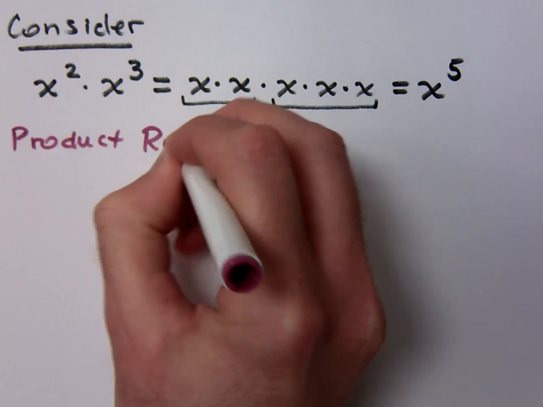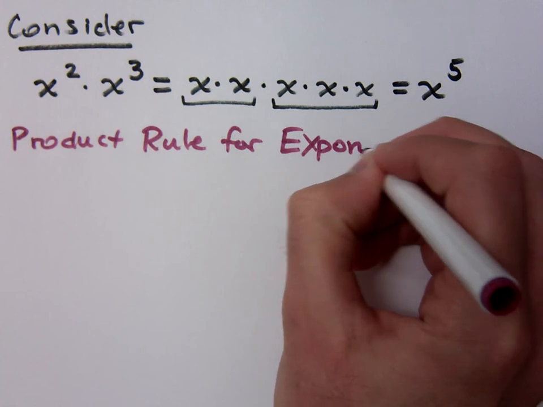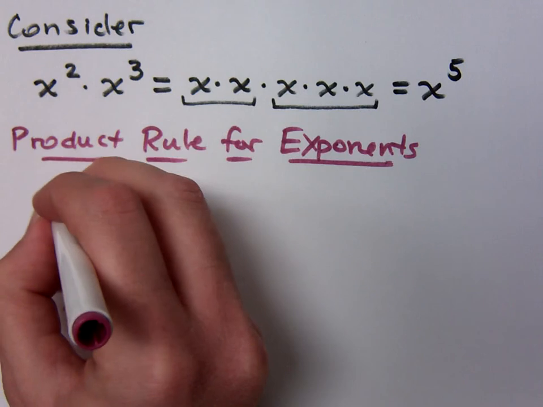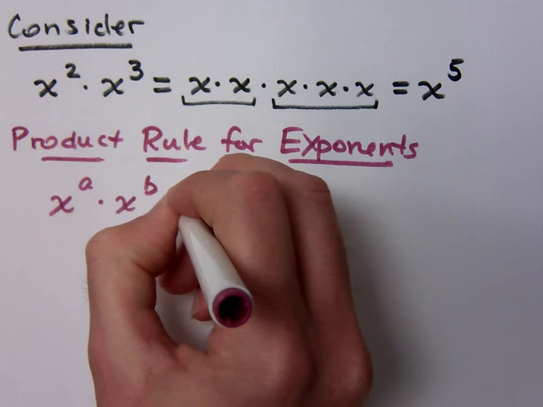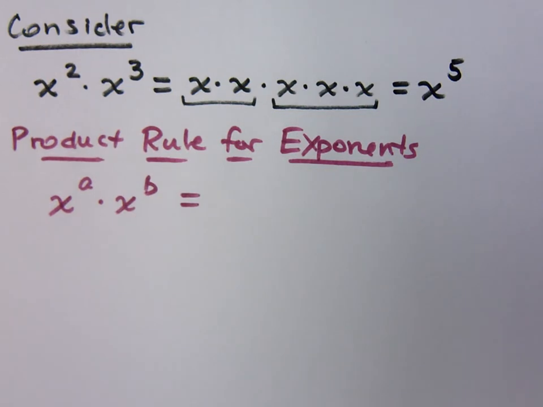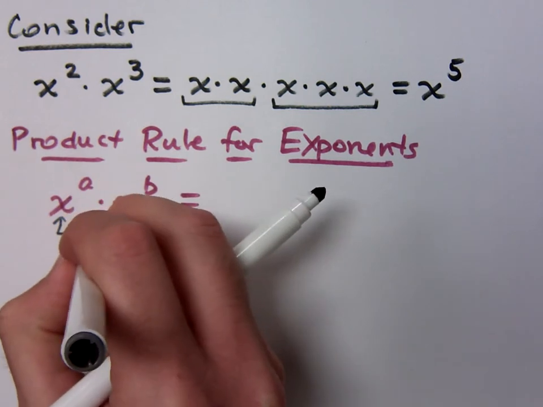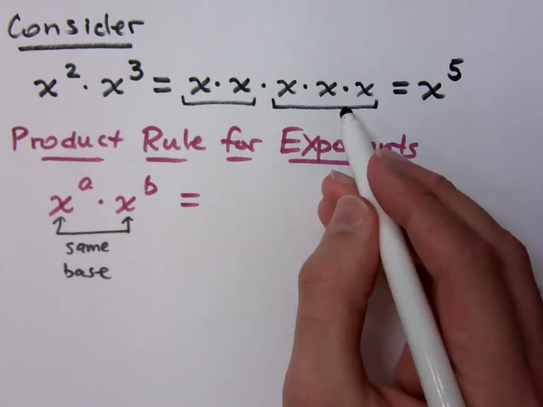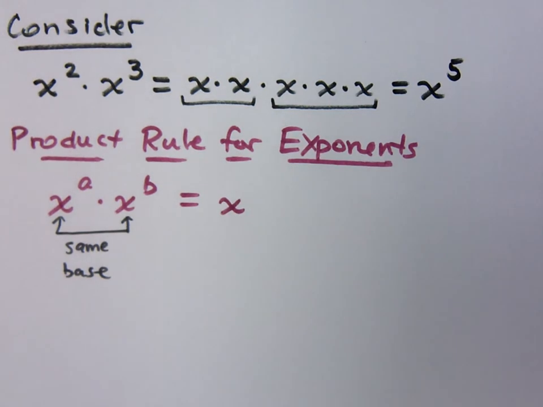So we want to talk about the product rule for exponents. So if I'm multiplying expressions like this, x to the a and x to the b, as long as these guys have the same base, then just like you saw above here, you can combine these guys. So what am I going to do? What does that equal? What do I end up doing with those exponents?